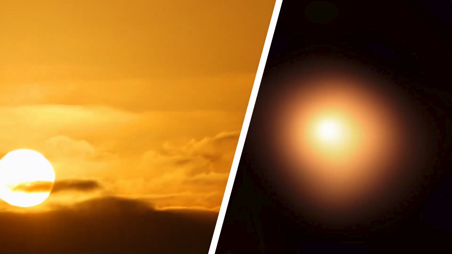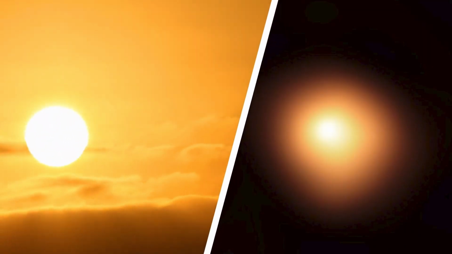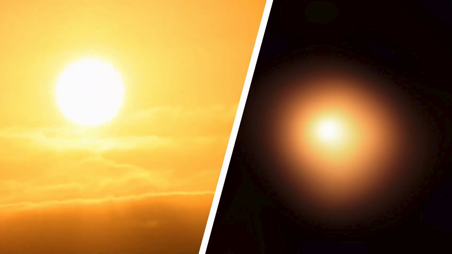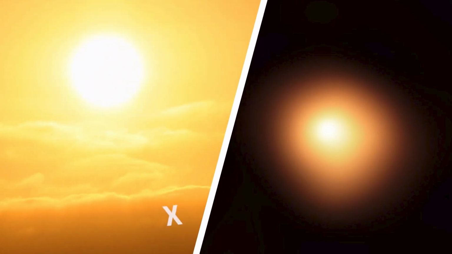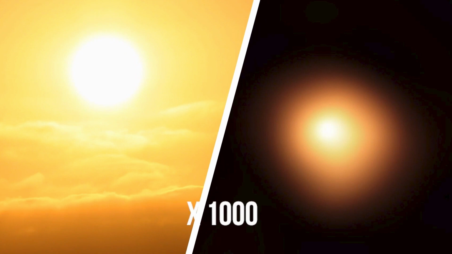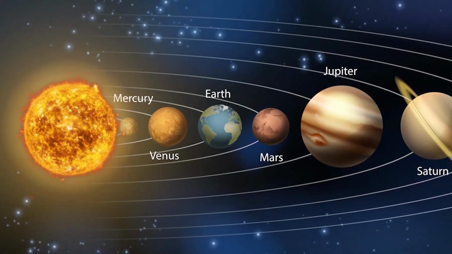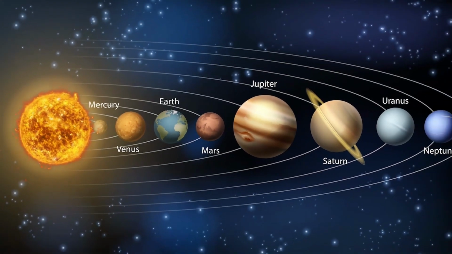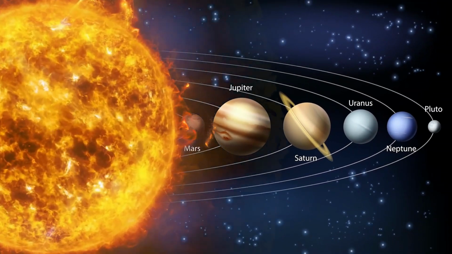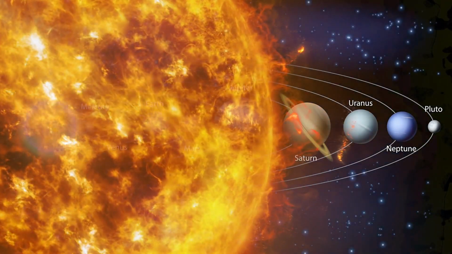Let's look at the size of Betelgeuse. If you want to compare it to our sun, it's 1,000 times wider than our sun. And that means if you put it in the solar system where our sun is located, it will eat the orbit of Jupiter. That's how massive it is.